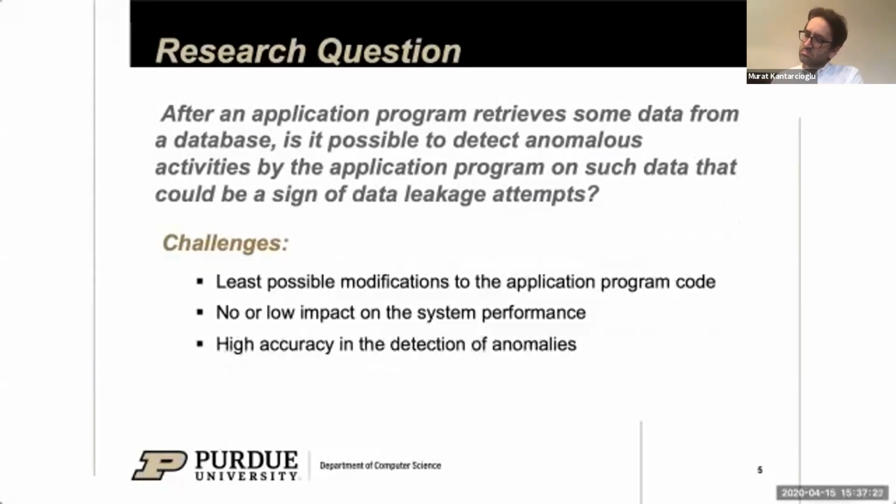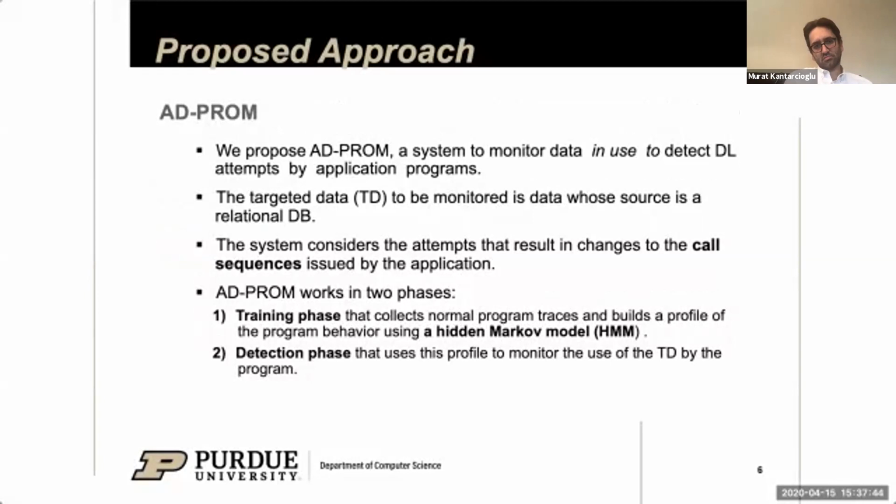The design of such an anomaly detection system is challenging, as it needs to fulfill the following requirements. It should require the least possible modifications to the code. It should not introduce high overhead, and it should have high accuracy. We address these challenges by designing and implementing AD-BOM. It's a system to monitor data in use with the goal of detecting data leakage attempts by application programs. We aim at monitoring data whose source is a relational database. We call it the targeted data. The system mainly considers the attempts that result in changes to the library and system call sequences that the application issues while it's running.